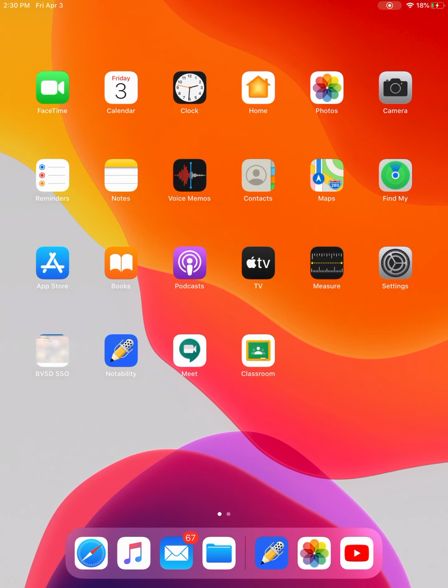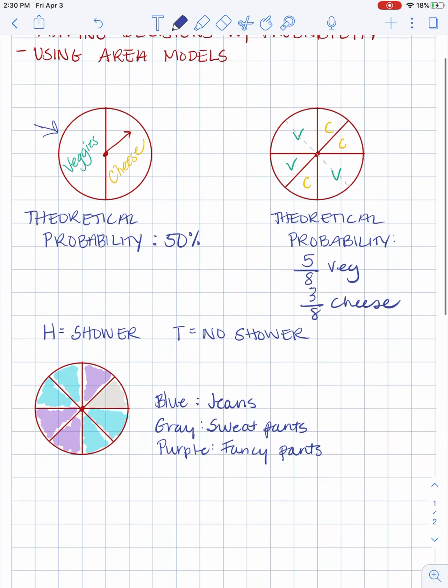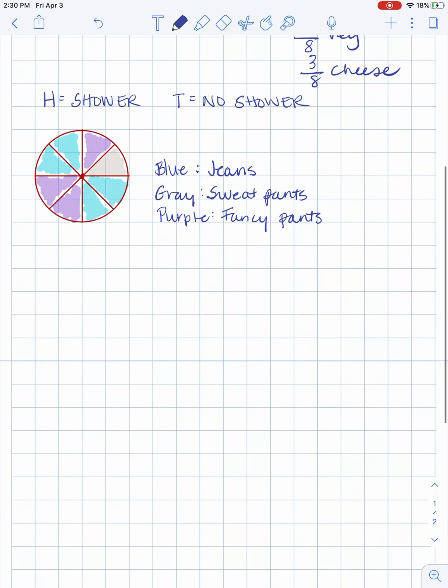So we're going to go ahead and do our own version of that. Let's imagine that we were doing a similar experiment, but rather than pants and shirts, let's just say we're flipping a coin to decide, am I going to take a shower or not? Heads, yes, I'll take the shower. Tails, no, I won't.